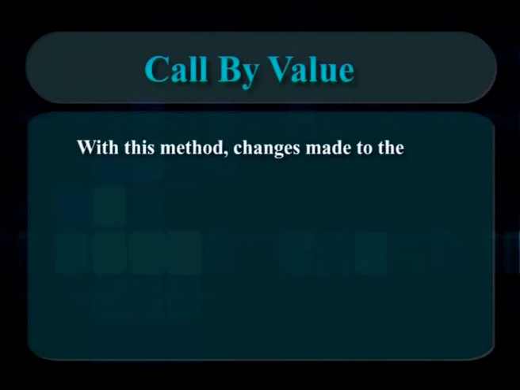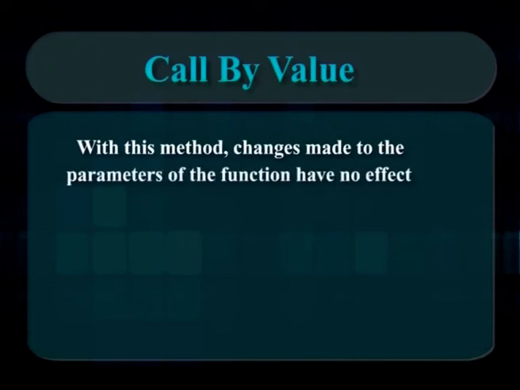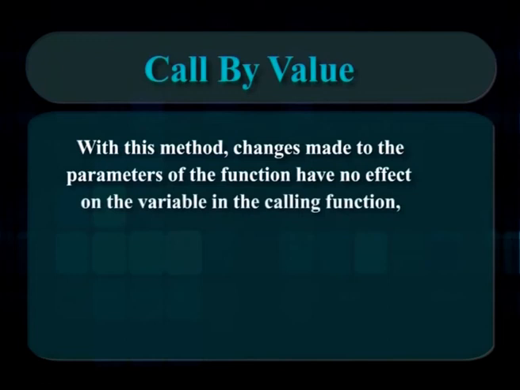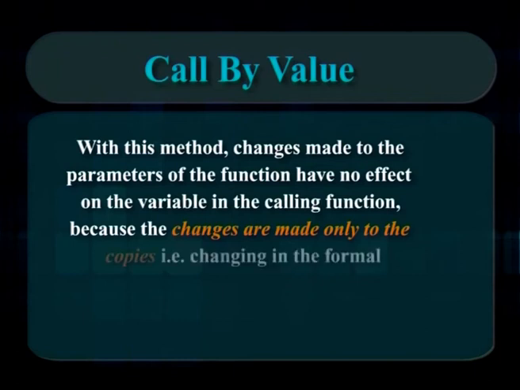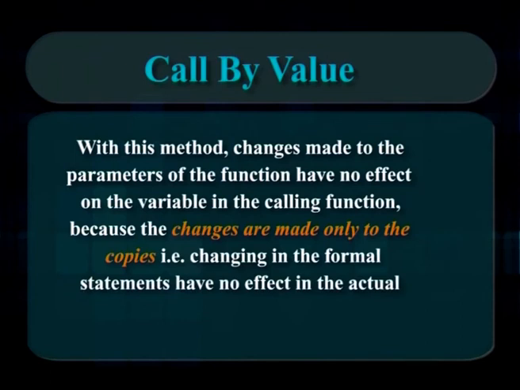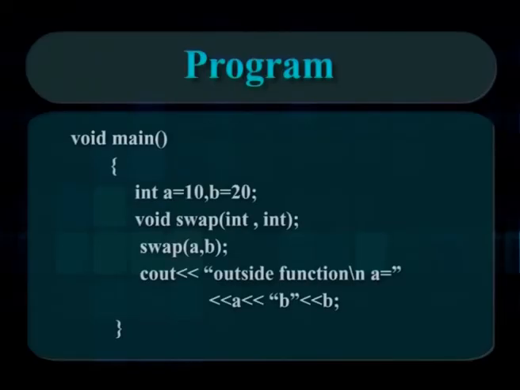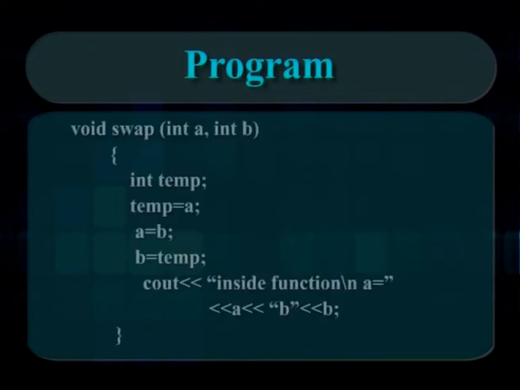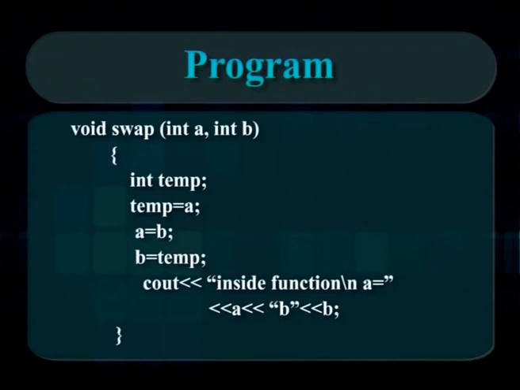With this method, changes made to the parameters of the function have no effect on the variable in the calling function because the changes are made only to the copies. That is, changes in the formal parameters have no effect on the actual parameter values. Here, arguments are in read-only mode. This program swaps the values of a and b. This is a main program which calls the swap function. This is the body of the swap function.